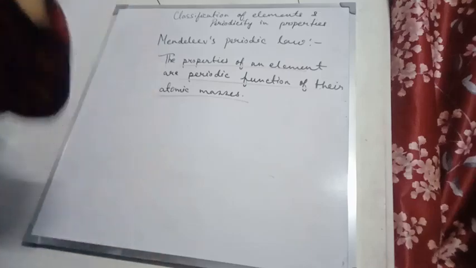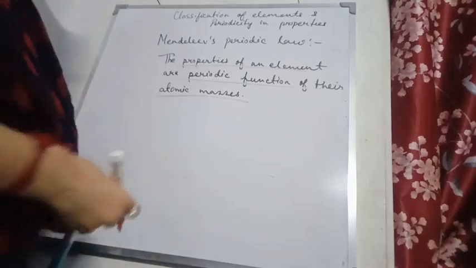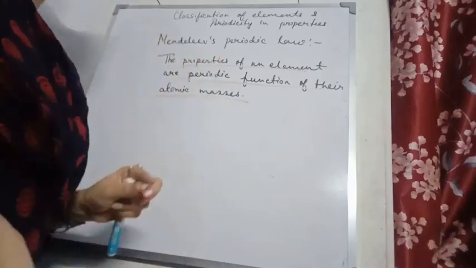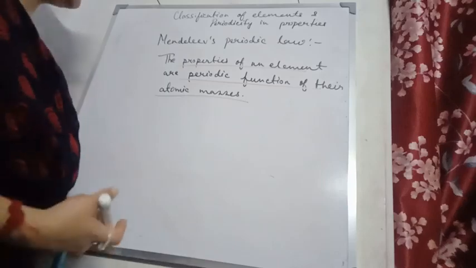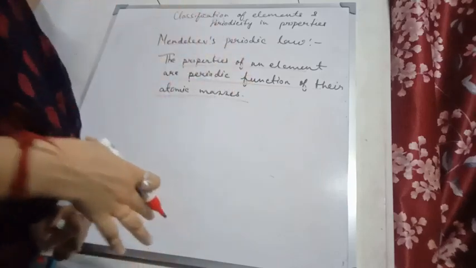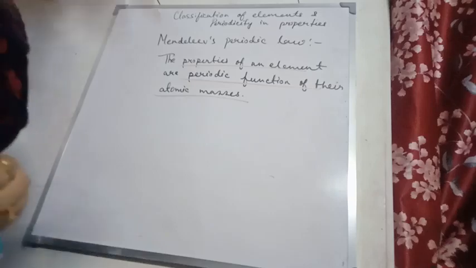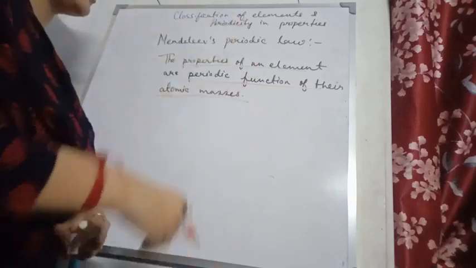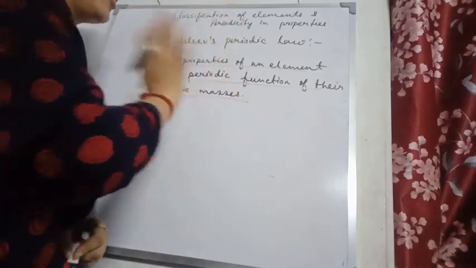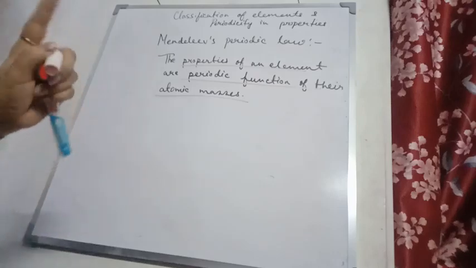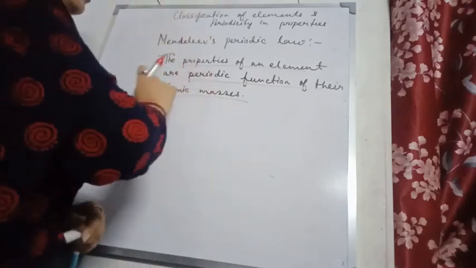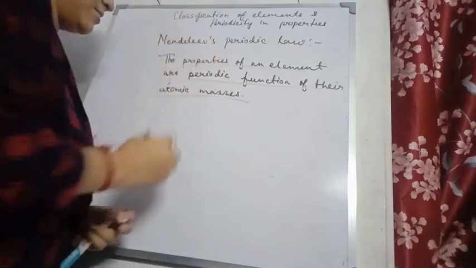Now, what is the meaning of periodic function? Periodic function means if the elements are arranged in increasing order of their atomic masses, then there will be a repetition in the properties of the elements at regular intervals. This repetition of the properties is known as periodicity or periodic function. Right? So he told that this repetition is due to the atomic masses of the elements.